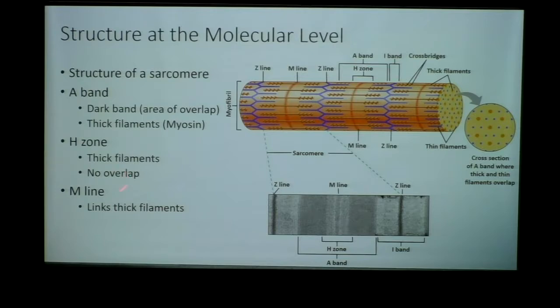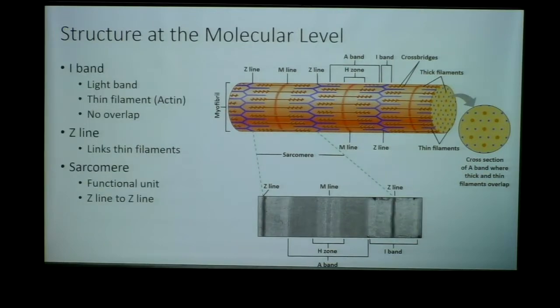The H zone is the area where we don't have any overlap, okay? We just have thick filaments or myosin. The H zone, okay? And as you can see, it's a bit lighter staining or paler staining because there's no overlap. It's just myosin, it's just the thick filament in the middle. The M line is the area that links the thick filaments. So it's a bit darker again here because there's a connection between each of the myosin filaments here, right?